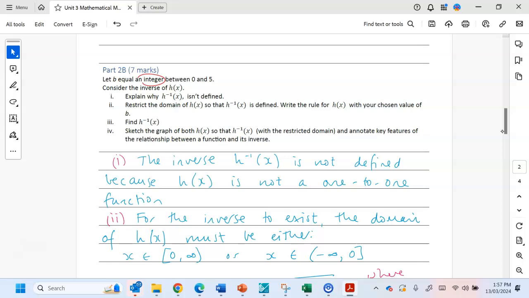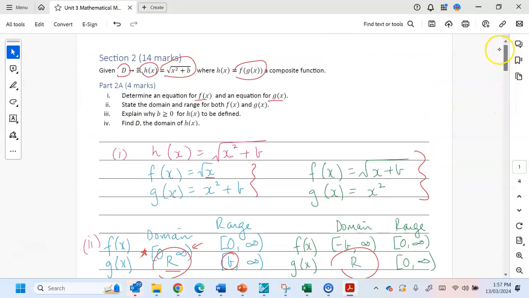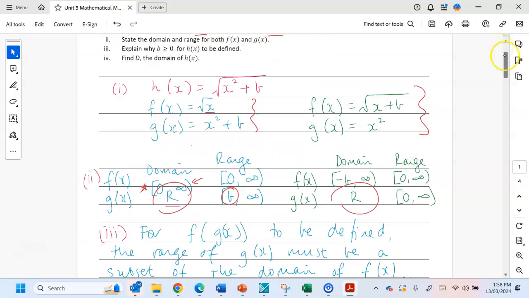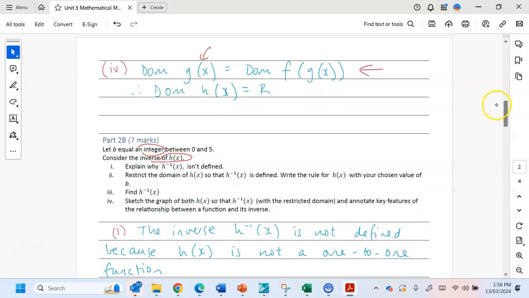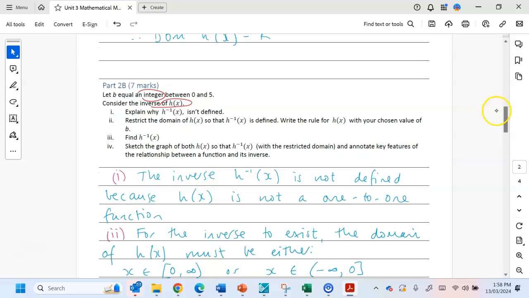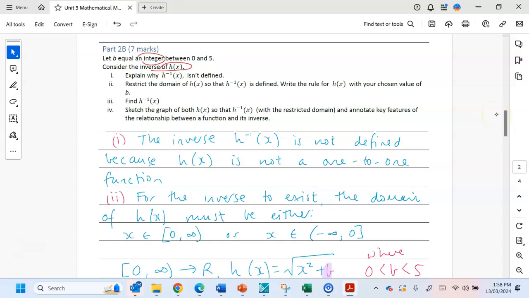All right, so consider the inverse of h of x. So we're looking at the inverse of h of x. So h of x is the function above. Okay, so the square root of x squared plus b. So you're just letting b equal something. All right, so explain why the inverse of h of x isn't defined. So basically it's not defined because h of x is not a one-to-one function.